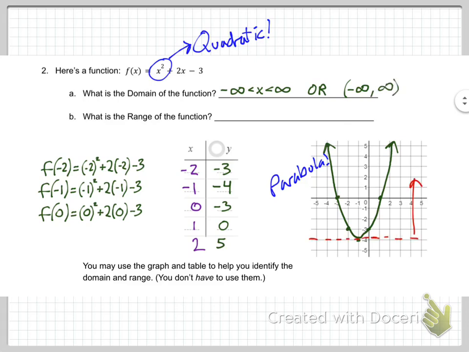For the range, it does not go down forever, but it does go up forever. So we start at -4, and it's everything greater than or equal to -4. -4 is less than y, and yes, it does include that point, so we need the or equal to. -4 is less than or equal to y. Or you can write that like this, -4 including -4, but not including infinity, because we never include the infinities.